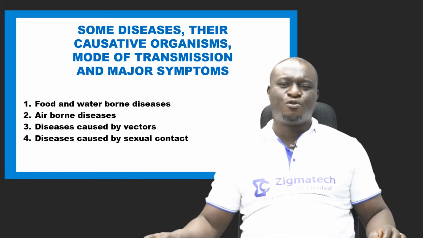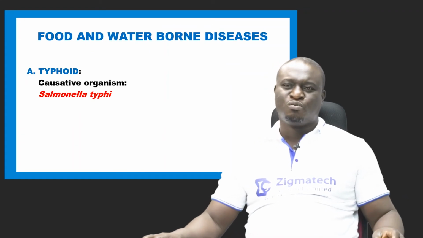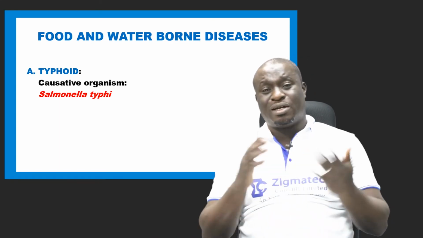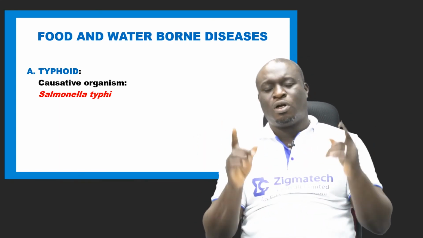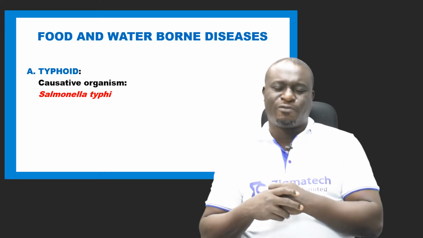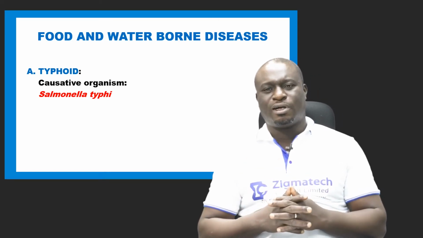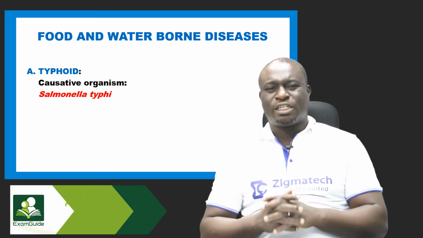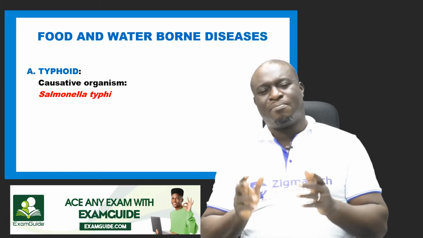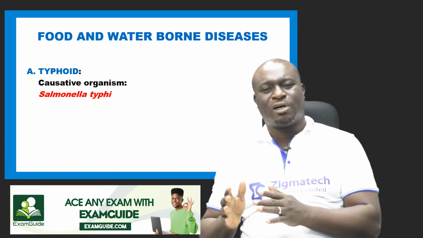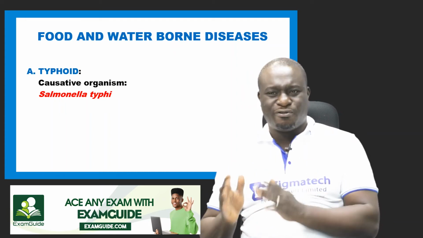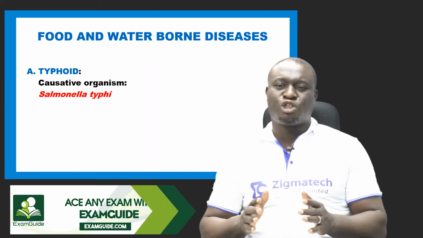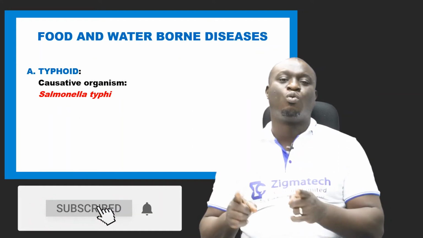Now, let's start with food and waterborne diseases. Number 1 disease, we're going to be looking at just very few of them. There are so many. But let's take a look at typhoid fever. Typhoid fever is caused by a bacteria. Please take note. And the bacteria that causes typhoid fever is Salmonella typhi. Now, the mode of transmission is usually food and water.